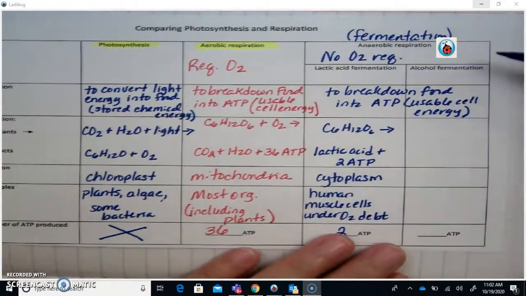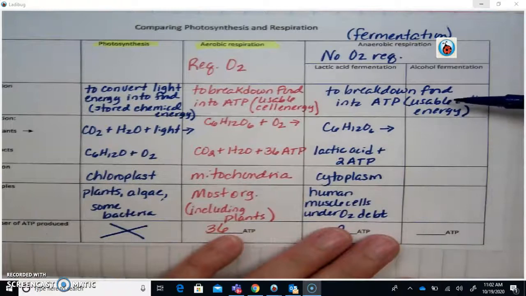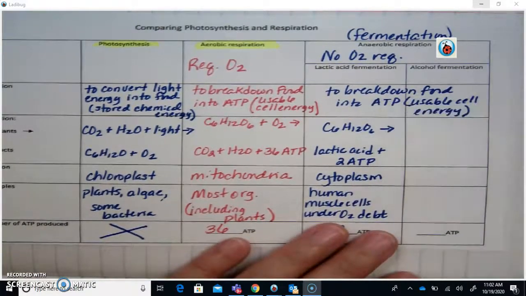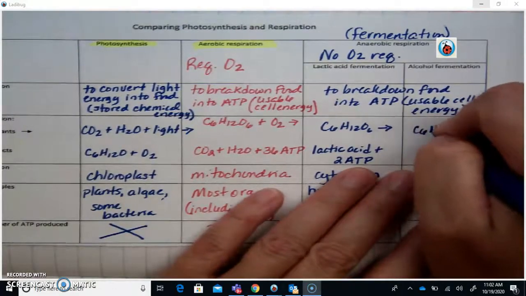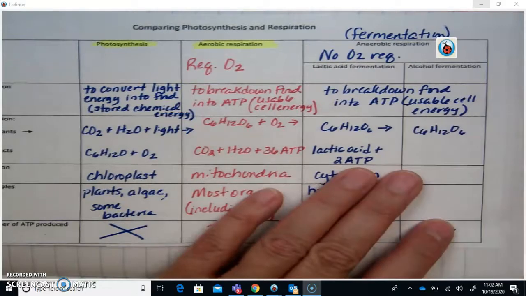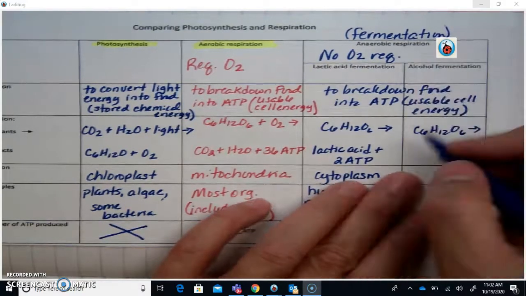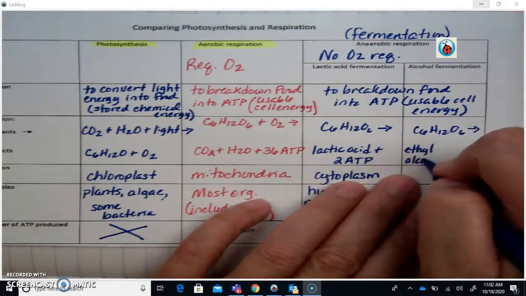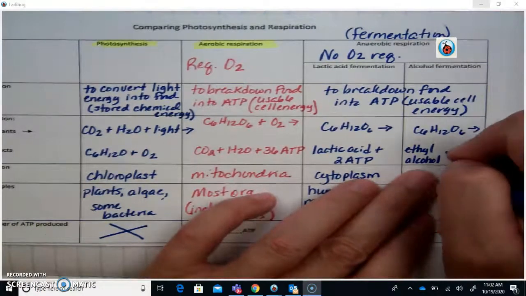So in alcohol fermentation, okay, again, the function is to break down food. So we're breaking down glucose into a usable energy form, ATP. So again, C6H12O6 are the reactants, and that will produce, of course, alcohol. So ethyl alcohol gets produced. And of course, that's going to help make beer and wine. That's the alcohol, the kind of alcohol you can drink.